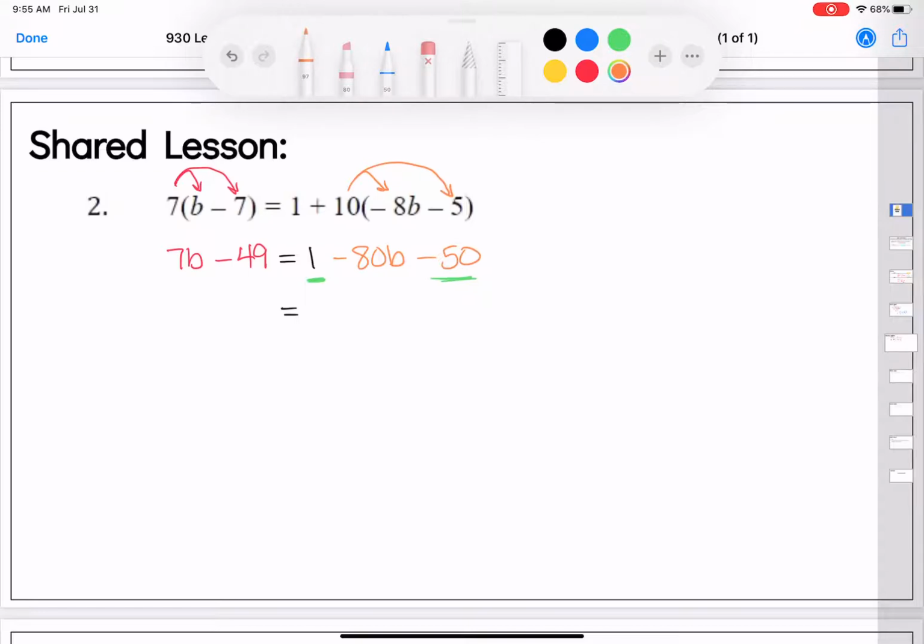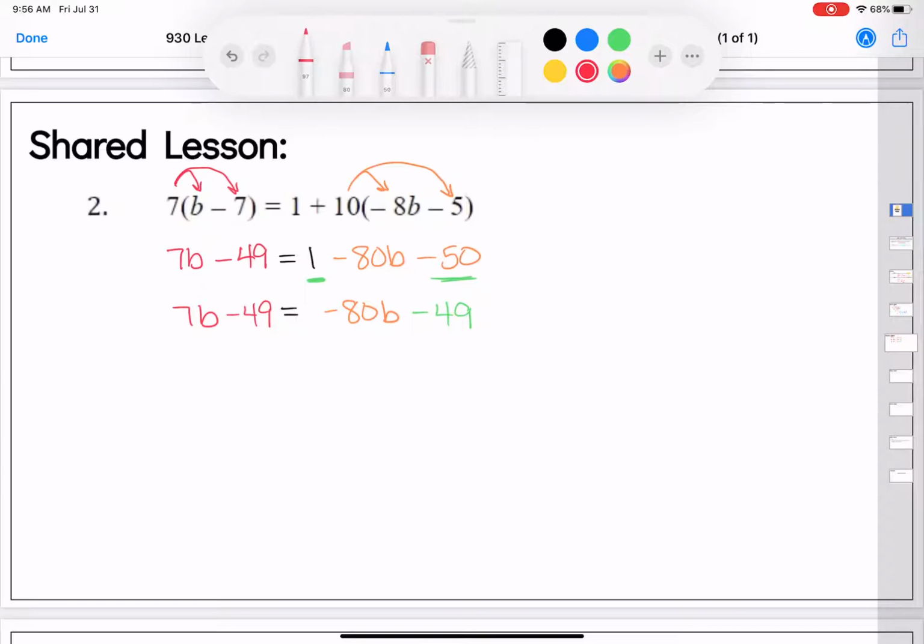I still have my negative 80b, and positive 1 combined with negative 50. 1 minus 50, or negative 50 plus 1, however you want to think about it, will be negative 49. I didn't do anything on the left, so that's staying the same, but notice I always copy it down so that I don't lose anything here. All right. Now, nothing else I can combine on each side, so I'm going to have to start moving things over.